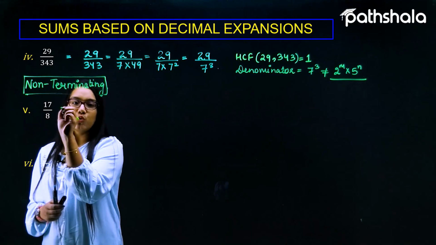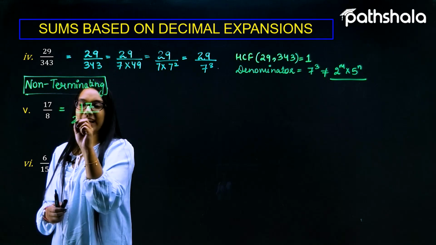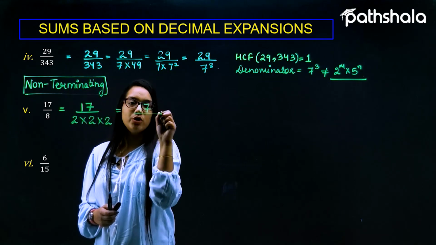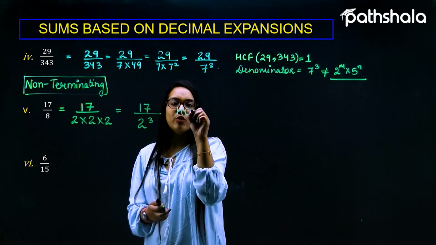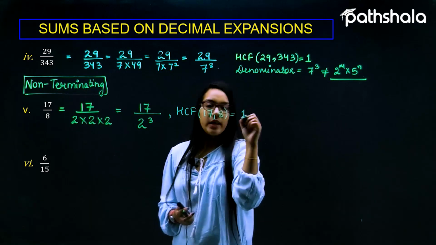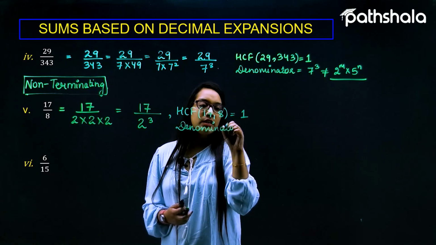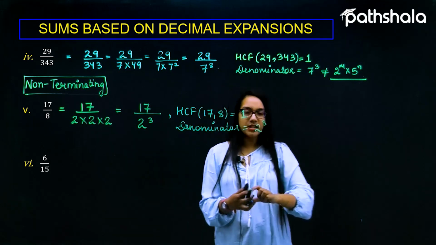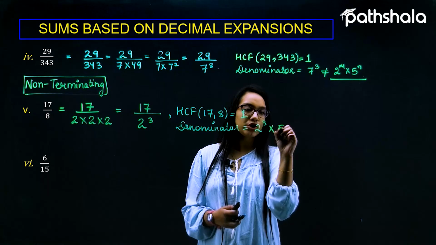Let's move on to 17 by 8. We have 17, and we can write 8 as 2 into 2 into 2. It means that we can write it as 17 by 2 raised to the power 3. First of all, the highest common factor of both of these numbers is 1, and the denominator is 2 raised to the power 3. We can write the denominator as 2 raised to the power 3 into 5 raised to the power 0.